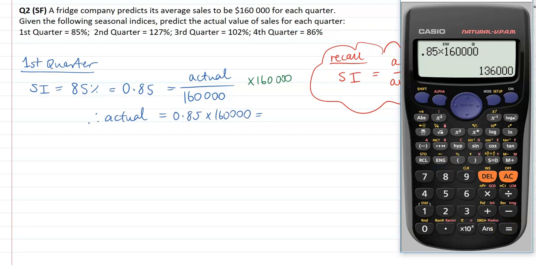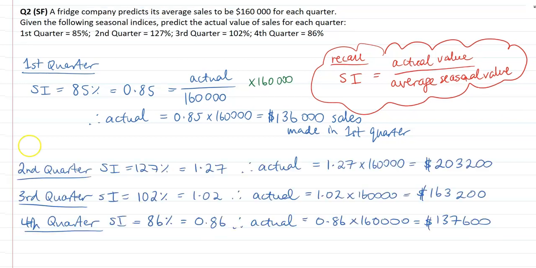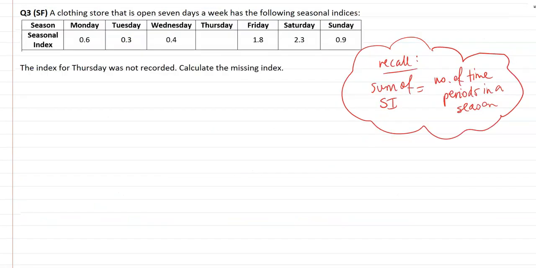I get $136,000 for that first quarter of actual sales. Press pause and see if you can quickly work out the other 3 quarters' actual sale values. Time to check in. How did you go? So second quarter, 203,200. Third quarter, 163,200, and fourth quarter, 137,600 in actual sales. For question 3, we've got a clothing store that's open 7 days a week and has the following seasonal indices.